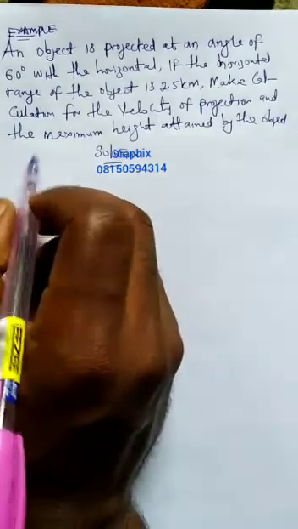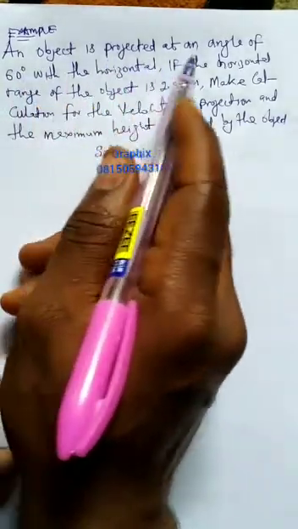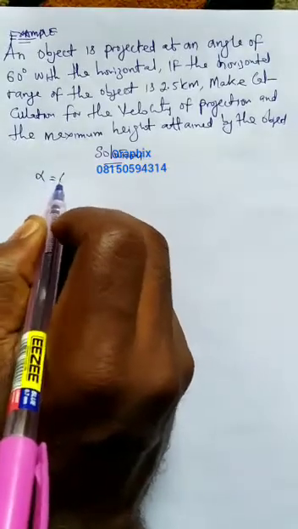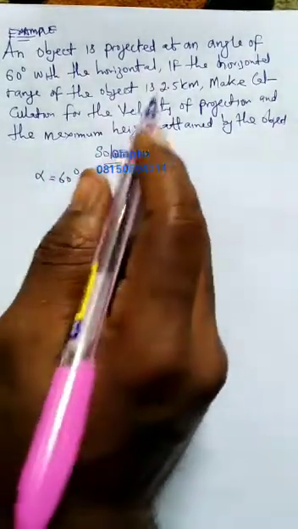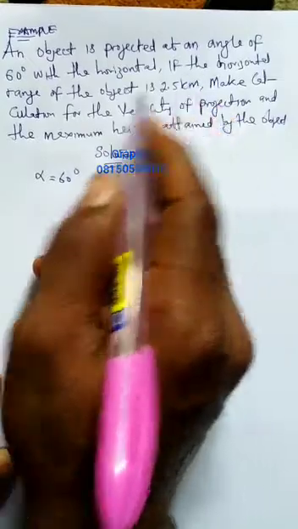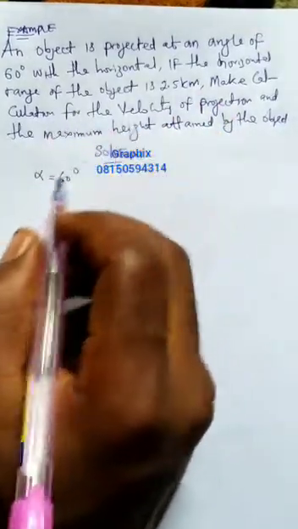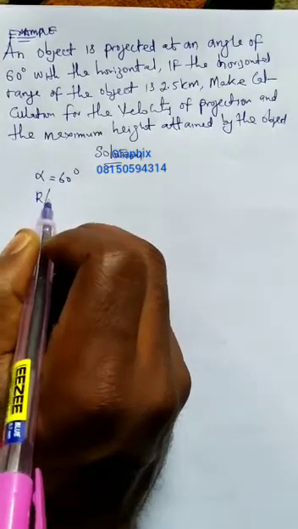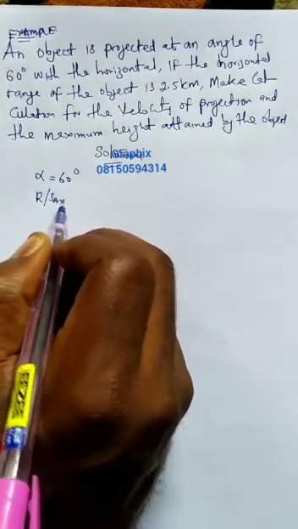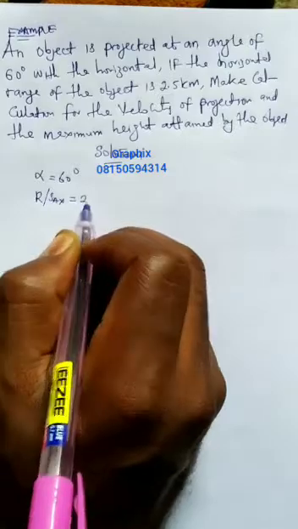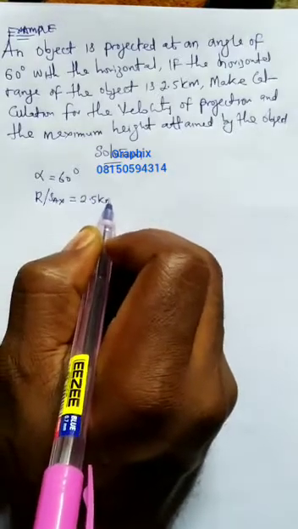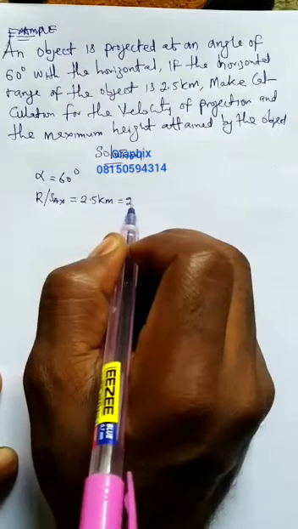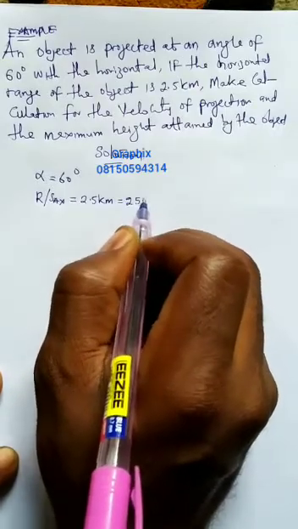We know it says an object is projected at an angle of 60 degrees. Our alpha is given as what? 60 degrees with the horizontal. If the horizontal range of the object is 2.5 kilometers, so our range, which we also call the Sx, is given as what? 2.5 kilometers. Right? If we convert it, it will give us 2,500 meters.